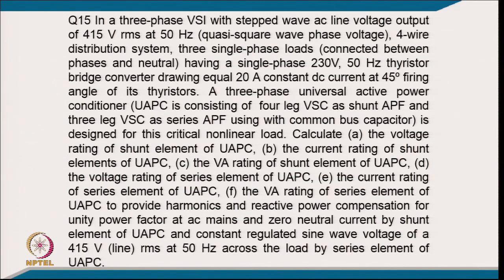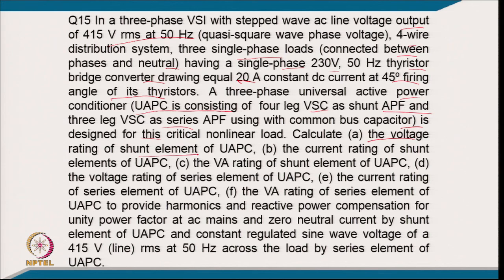Coming to the 15th problem: a 3-phase voltage source inverter with a step waveform of AC line voltage output of 415 volt 50 Hz quasi square wave feeds a 4 wire distribution system, with 3 single phase loads connected between phase and neutral, each having a single phase 230 volt 50 Hz thyristor bridge converter drawing 20 ampere constant DC current at 45 degree fire angle of its thyristor. A 3-phase universal active power conditioner consisting of a 4 leg voltage source converter as a shunt active filter and a 3 leg voltage source converter as a series active filter using a common DC bus capacitor is designed for this critical non-linear load.